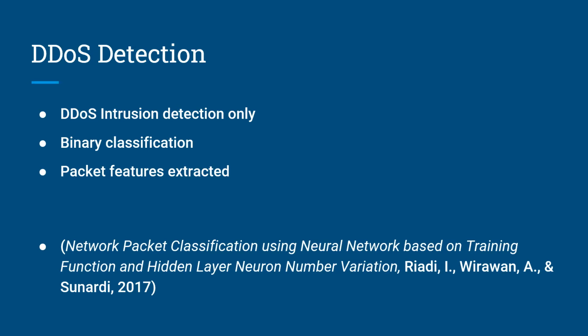In the article, Network Packet Classification Using Neural Network Based on Training Function and Hidden Layer Neural Number Variation, the authors discuss their approach to DDoS detection. They extract packet information and input it into a neural network. They use this information to train the neural network to determine when a DDoS attack is or is not occurring. The researchers were able to detect if a DDoS attack was occurring with a reasonably high accuracy using this approach.